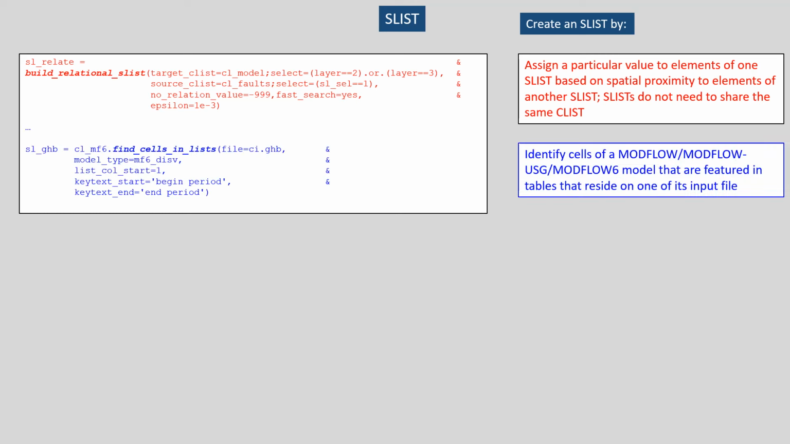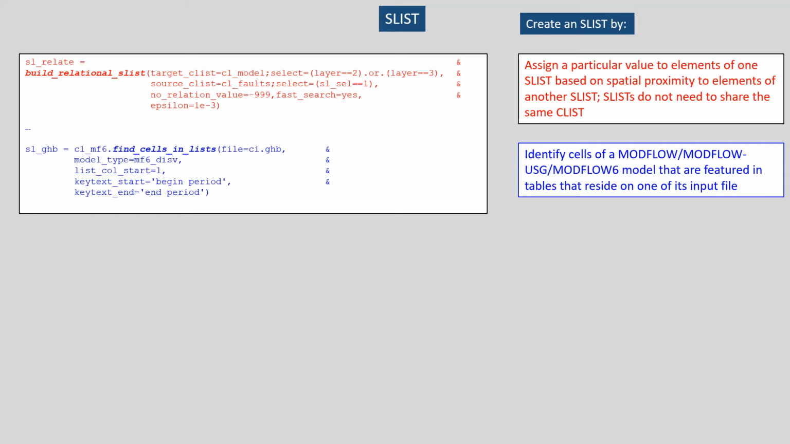And even more complicated, something we'll touch on later, is that when we want to write an input file for a ModFlow type model. Now, as I said a moment ago, if we create CLists in certain ways, then the relationship between elements of a CList and cells of the model grid is known. We can ask PLPROC to read an input file for a ModFlow or ModFlow USG or ModFlow 6 model, and if this input file contains tables of cells, we can ask PLPROC to identify the cells that it finds on those tables and record what it finds in an SList.